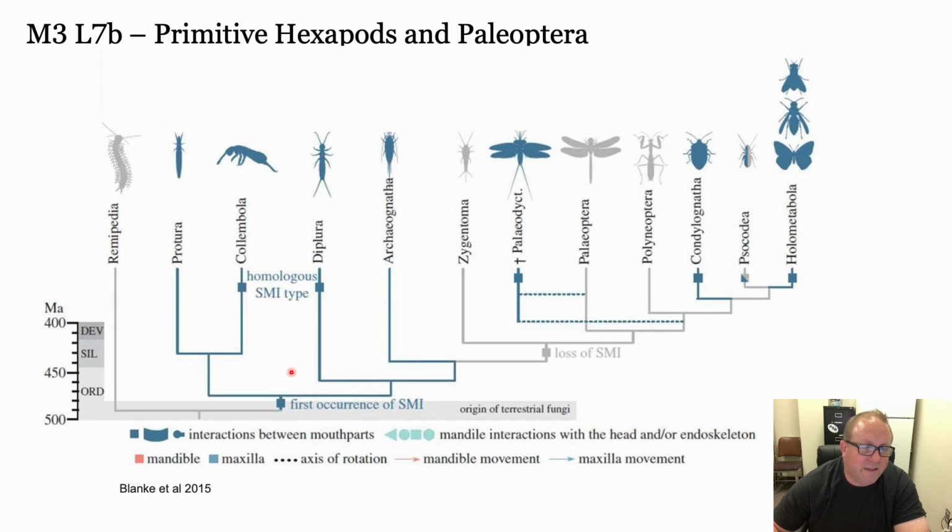All right, so that is kind of it for these orders. We've got Protura, Collembola, Diplura, Archaeognatha, Zygentoma, and then our Paleoptera here. That's kind of what's covered here. Make sure you know those key characteristics, what they look like, and know the names. Those are the kind of things we will be tested on. And see you next time.